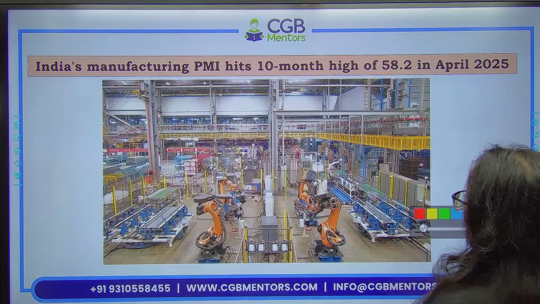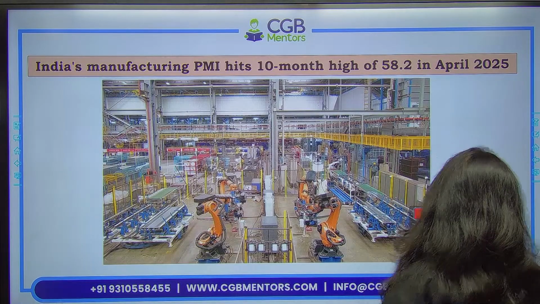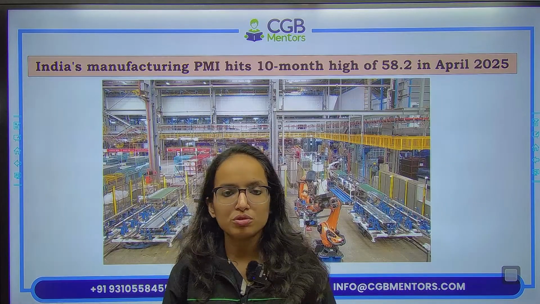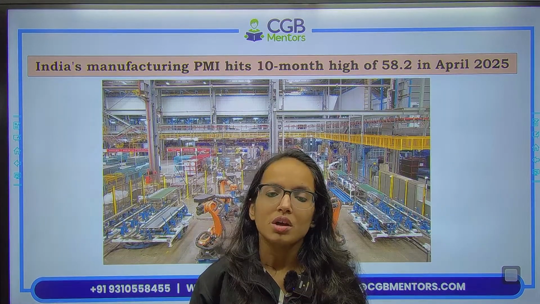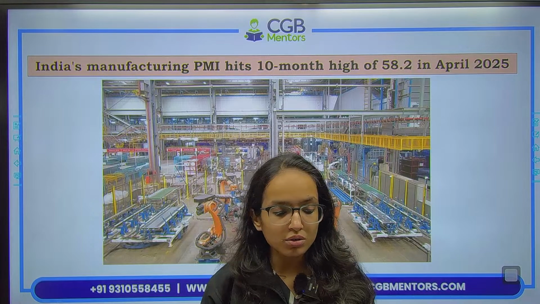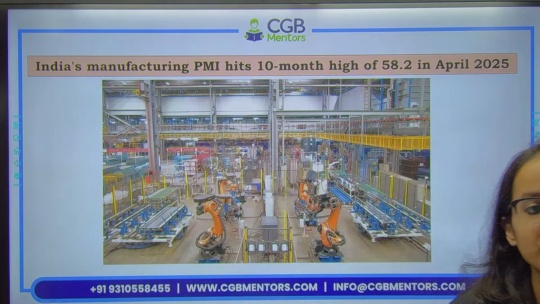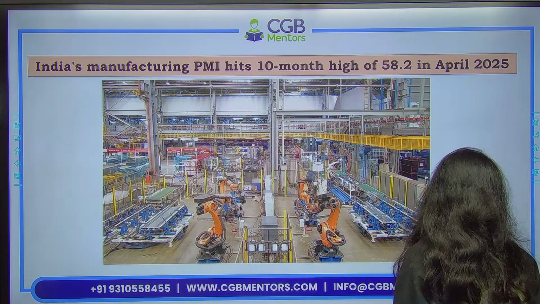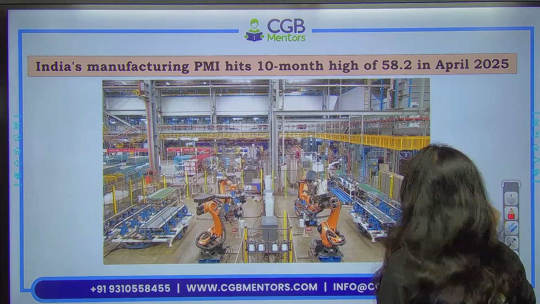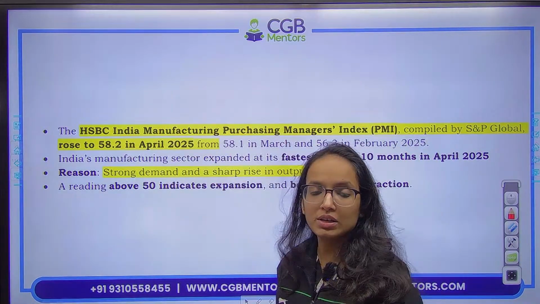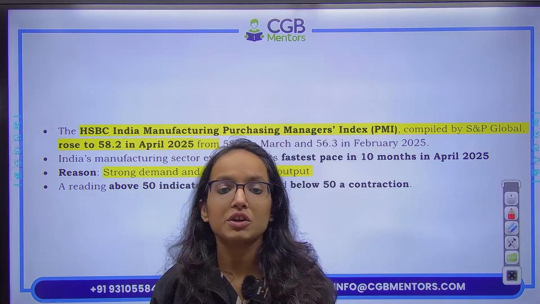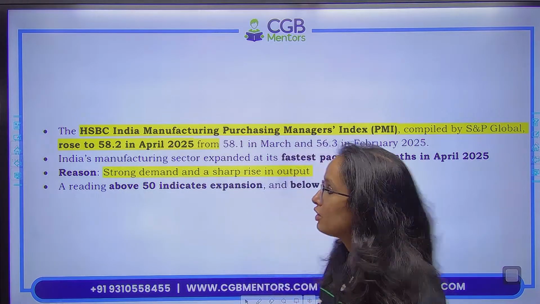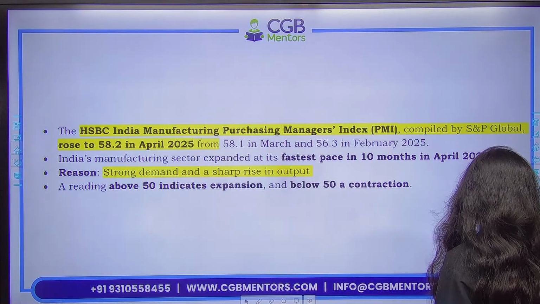Next news says India's manufacturing PMI hits 10-month high of 58.2 in April 2025. So that can be important. Manufacturing PMI, as we have discussed in previous classes, was low, but now in April it has touched a good score. So that shows more economic activity in the manufacturing sector, right? And what is PMI? You all know by now, PMI is Purchasing Managers Index. What does it reflect? It reflects the status of economic activity in a particular segment, right? Any score above 50 is generally considered good. So it is 58.2.